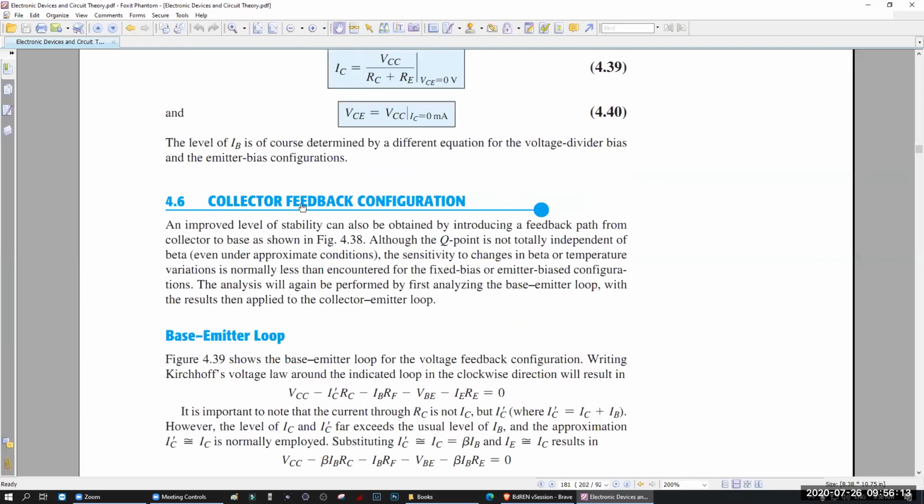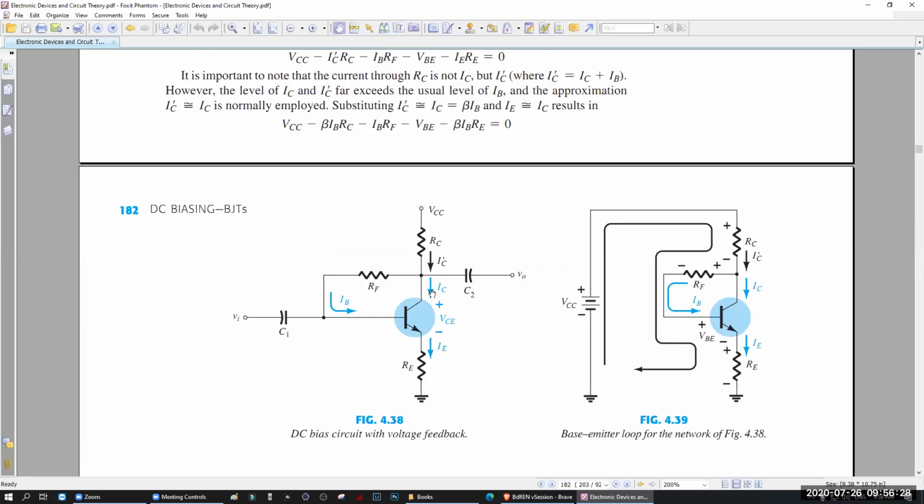Collector feedback configuration. That means biasing with voltage feedback. Okay, so here, this is the circuit. Normally, what happens? This resistor is directly connected to the VCC, right? That means here it is not connected here. This is connected here.